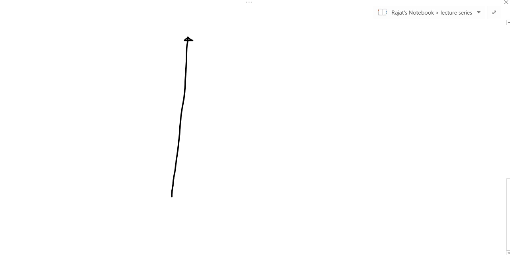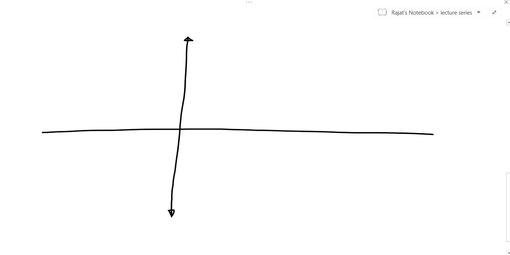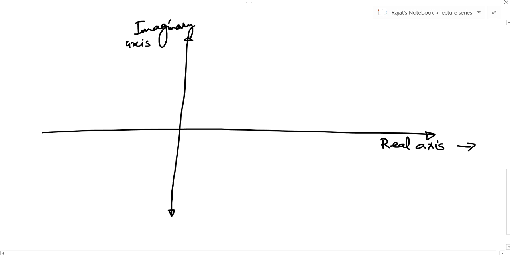Now let me come to the argand plane. Similar to the Cartesian plane, we have the argand plane. This is known as the real axis. The y-axis is known as the imaginary axis. So if you have any complex number equal to a plus ib, the real part a is represented on the real axis. The imaginary part, the part connected with iota, is represented on the imaginary axis. Okay, very simple.